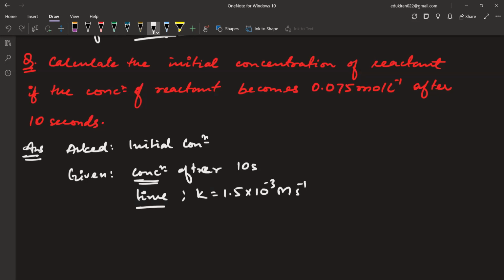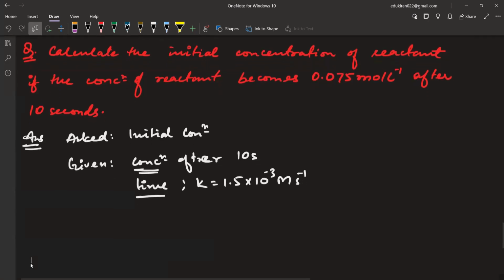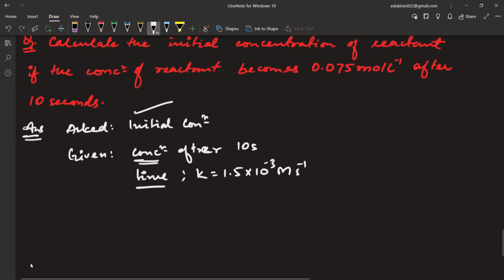Now what is the relation between the initial concentration and all of these values? What is the equation that relates initial concentration, the current concentration, time and rate constant? What equation did we write? For a zero order reaction, what is the equation? Doesn't anyone remember? Look in your copy and tell me, but please quickly, it should not take this much time.